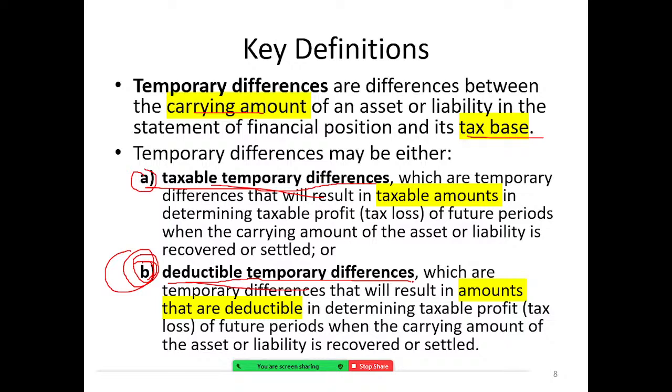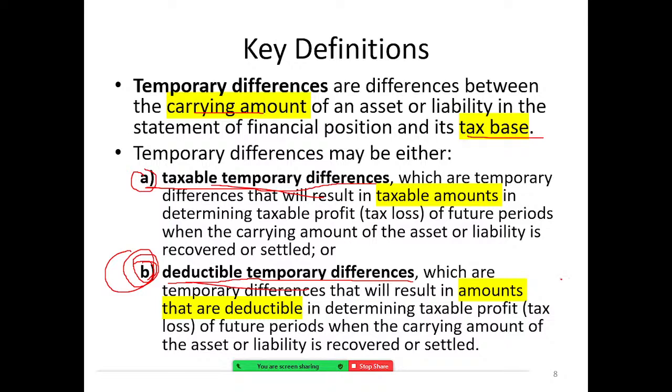It's very difficult to understand the differences, but read several times and you can get the basic idea, right? So taxable temporary differences are temporary differences that will result in taxable amounts in determining taxable profit of future periods when the carrying amount of the asset or liability is recovered or settled. So taxable temporary differences cause deferred tax liabilities.